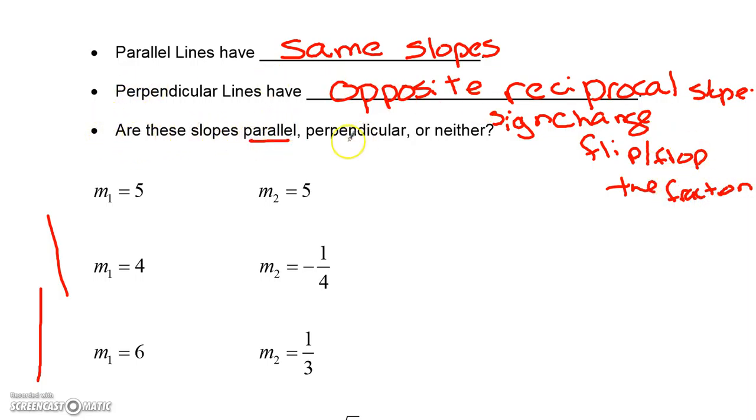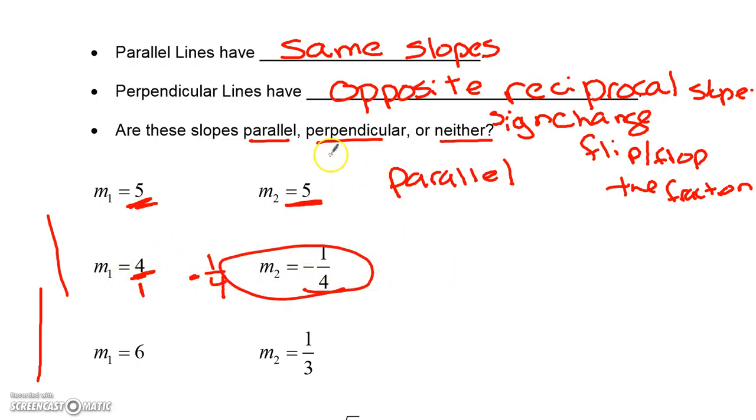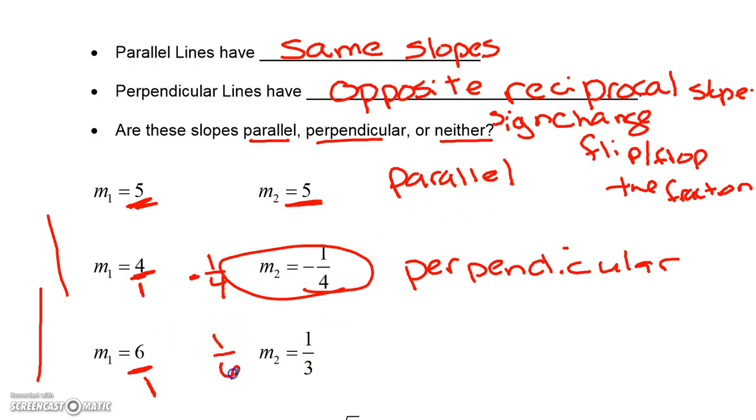So are these slopes parallel, perpendicular, or neither? Since they are the same, both are 5, they are parallel. Since this is 4 over 1, if we flip it, we get 1 over 4, and if we change the sign, we get negative 1/4, which is what that is. So these are perpendicular. This is 6 over 1. This is not 6, so they're not parallel. It's not 1 over 6 with the sign changed, so this one would be neither.